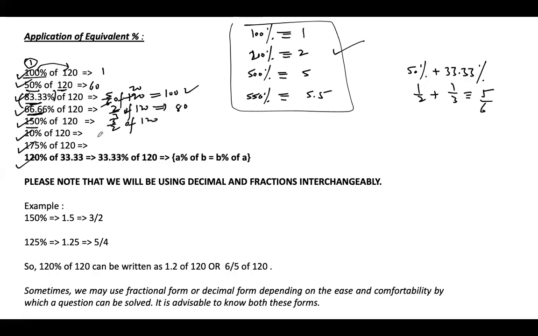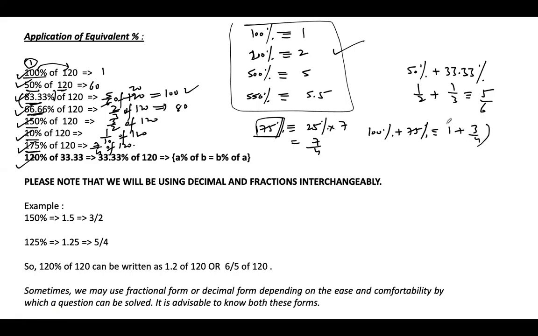Similarly, 10% would be 1 by 10. Similarly, 175% would be 7 by 4. If you do not know, 25% into 7 is 175, and 1 by 25% is 4, so this would be 7 by 4 of 1. Or 100% plus 75%, whatever simplification you can do. 100% is 1, 75% is 3 by 4, which is also 7 by 4. Is this point clear?